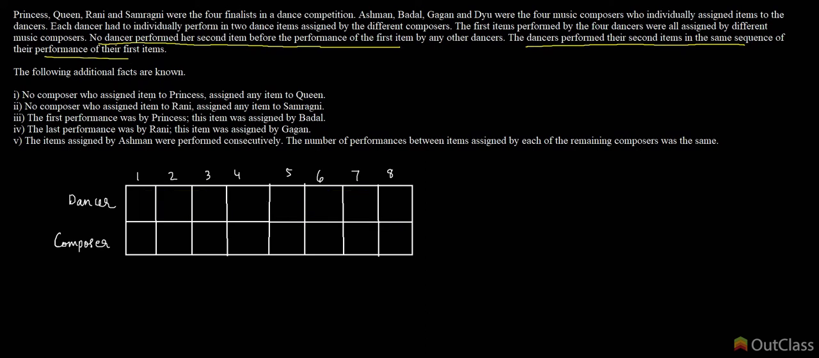Now let's look at the clues. The clues that you cannot use immediately, don't waste your time with them, move on to the other ones. Clues 1 and 2 are not immediately useful, go to the third one. The first performance was by Princess. First is by Princess, and so will the fifth.